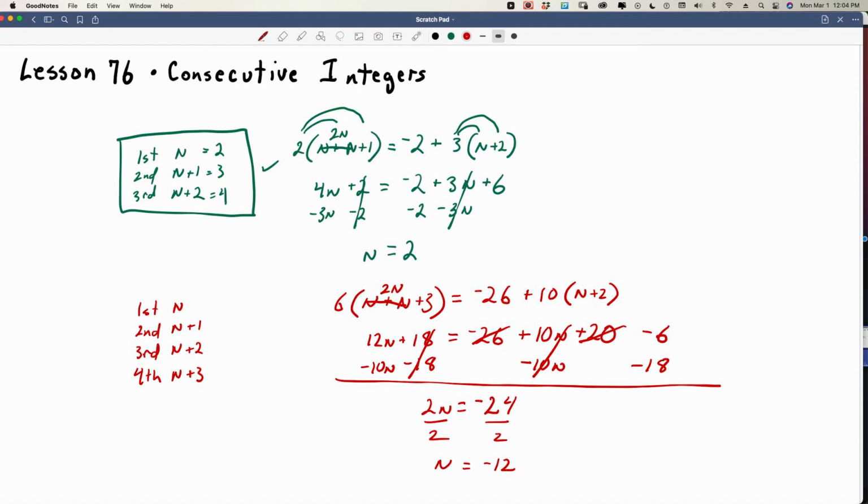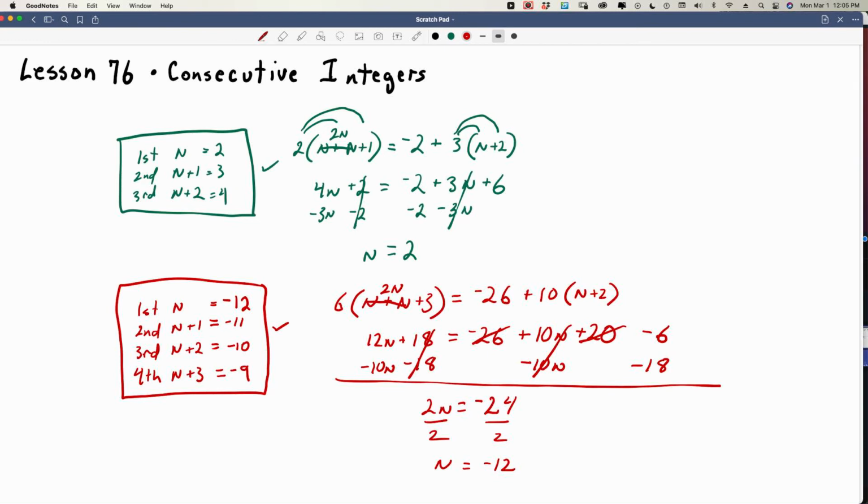Now, if your number is a negative 12, remember, we don't adjust our problem here. It's not negative 12, negative 13, negative 14, negative 15. We actually have to do the math. So negative 12 plus 1 is going to be negative 11. Plus 2 is going to be negative 10. Plus 3 is going to be negative 9. And those are consecutive integers coming one right after the other on the number line, and they are correct.